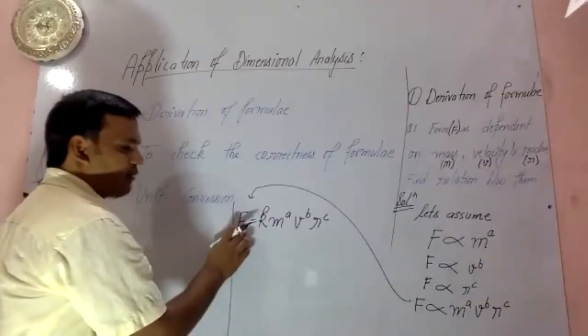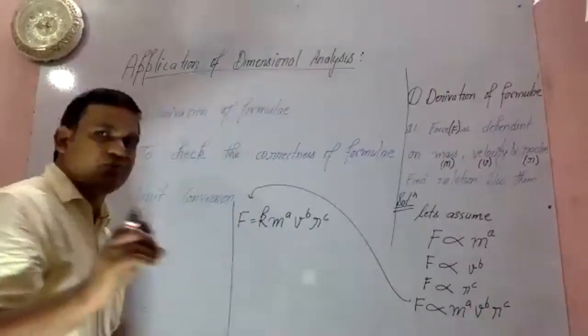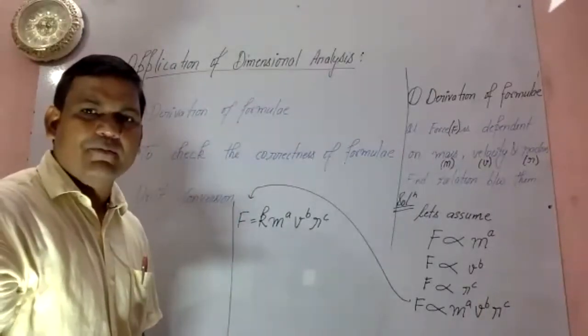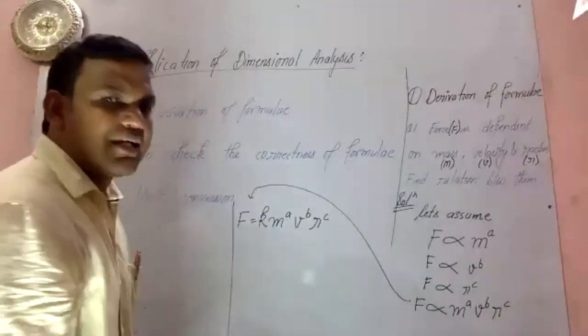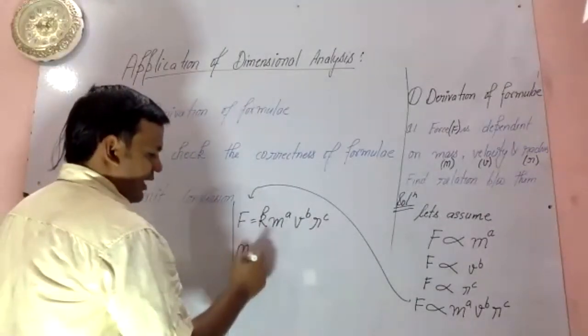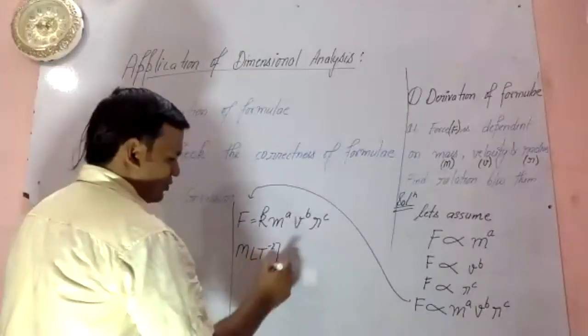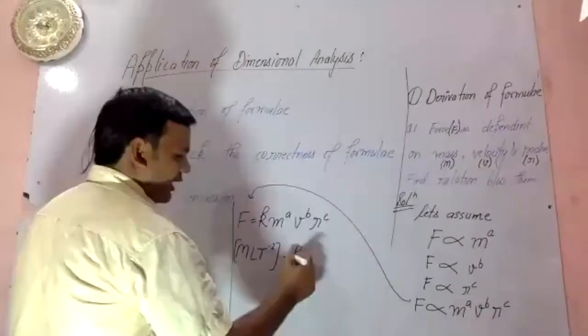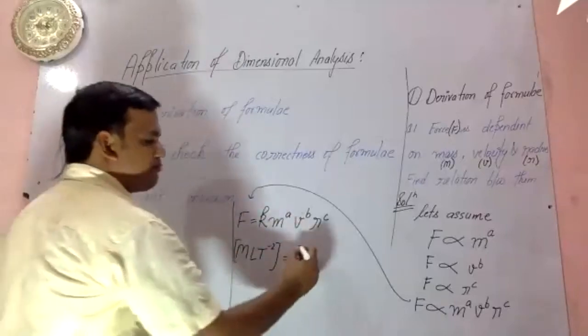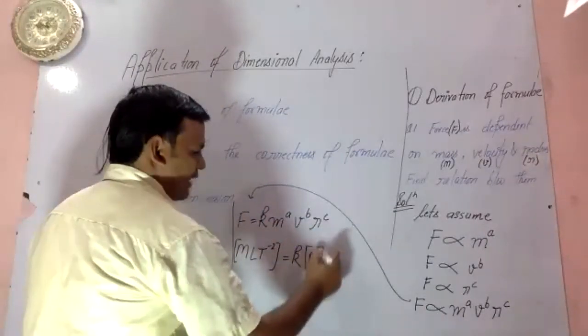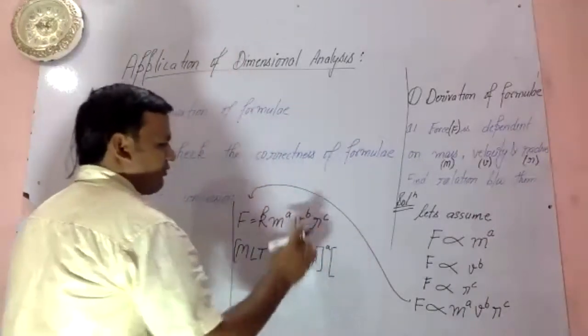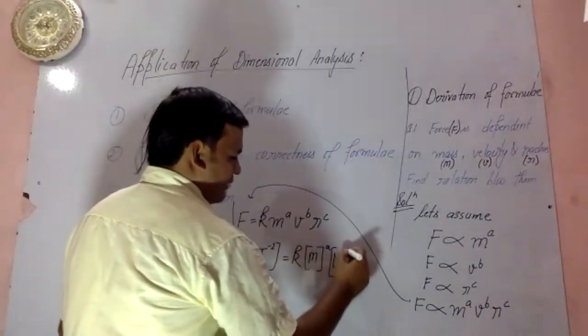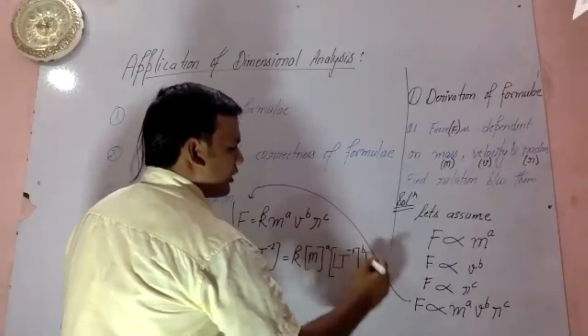So we need to write the dimensional formula of force, which you know well: MLT minus 2. So it can be written as MLT minus 2 is equal to K, and we have to write the dimensional formula of mass, which is M to the power a, and the dimensional formula of velocity, LT minus 1, to the power b, and the radius is a length, so L to the power c.